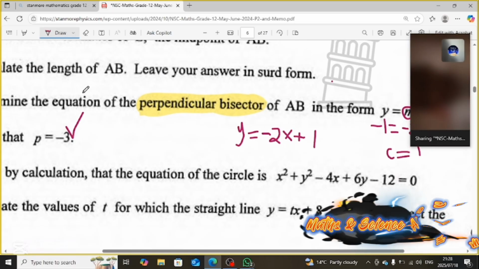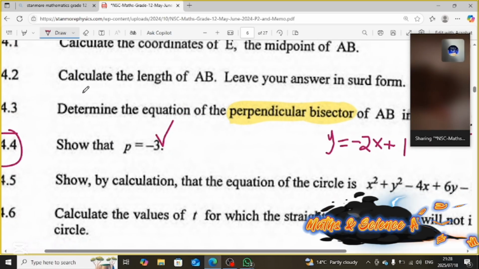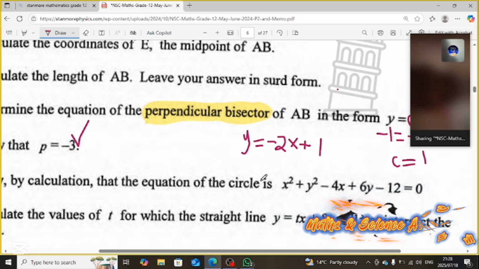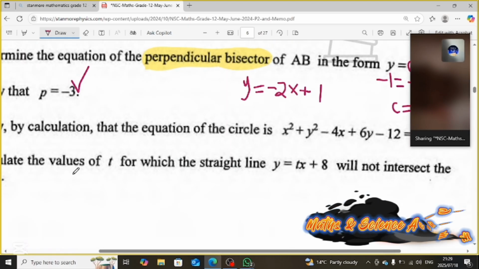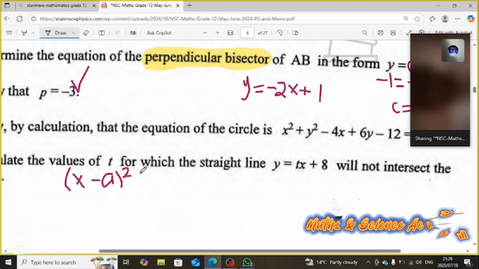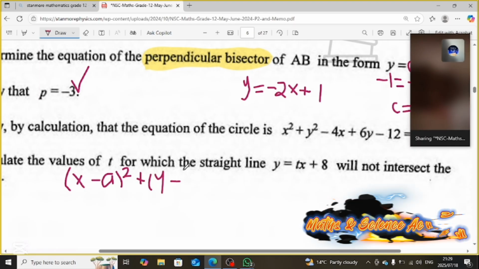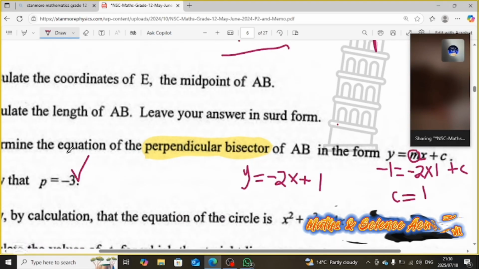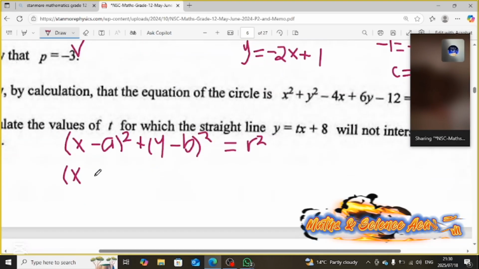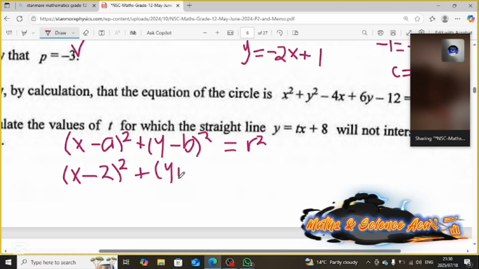Question 4.5. We are supposed to show by calculations that the equation of the circle is x squared plus y squared minus 4x plus 6y minus 12 equals 0. With the aid of the equation of the circle, (x minus a) all squared plus (y minus b) all squared equals the radius of the circle squared, where a and b are the coordinates of the center of the circle. a is the x-coordinate of the center of the circle, which is equal to 2, and b is the y-coordinate of the center of the circle, P equal to -3.